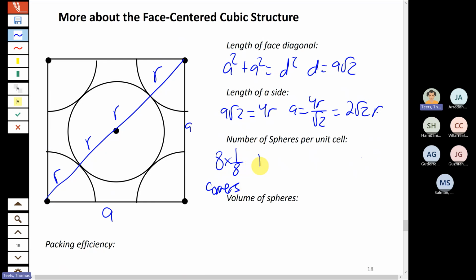And then for face-centered cubic, we also put 1 atom in each center of the face. A cube has 6 faces. So there's 6 of those positions. And the face-centered positions are shared by 2 adjacent unit cells. So they count as 1/2 each. So in the face-centered cubic unit cell, you have a total of 4 atoms per unit cell. 1 of those comes from the corner atoms, and then 3 from the faces. So that means the volume of those is going to be 4 times the volume of each sphere, which is 4 times 4/3 pi r cubed.